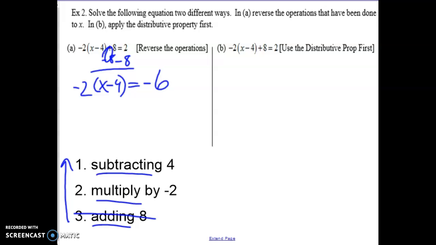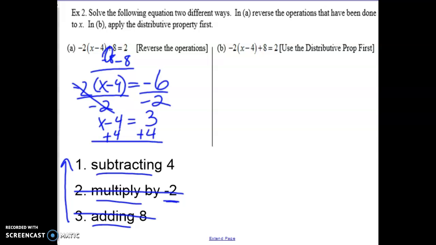Next one, opposite of multiplying, divide. So I'm going to divide by the same number, negative 2. Instead of distributing, which you probably have done a lot of, I'm going to divide, and that's going to make 1, and this will leave x minus 4 equaling negative 6 divided by negative 2, which is positive 3. Second step complete. Working from the bottom up, now subtracting 4, but I do the opposite, or the inverse, and add 4. I do it to both sides because I'm using the property of equality, and look at that. I've gotten my answer of x equals 7 by reversing the order of operations.